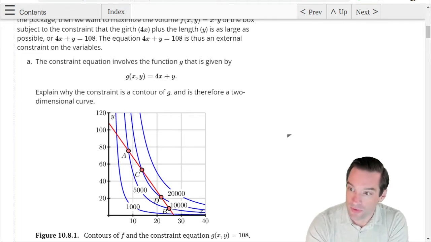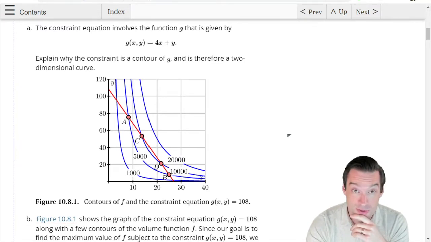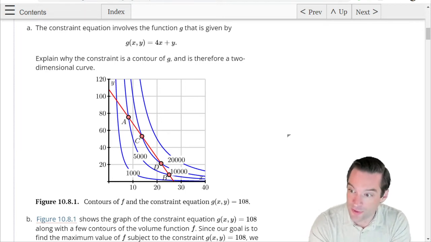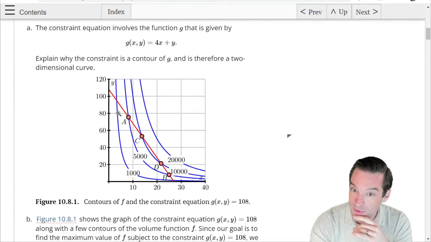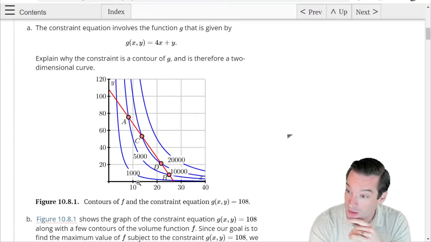So what this problem does is it gives us a plot here which shows us some contours of the objective function. So the objective function, again, is the volume of the box, which is x times y. Here's some contours of it. So for example, this leftmost blue contour here is the set of all x's and y's that give us a box that has a volume of 1,000 cubic inches, right?